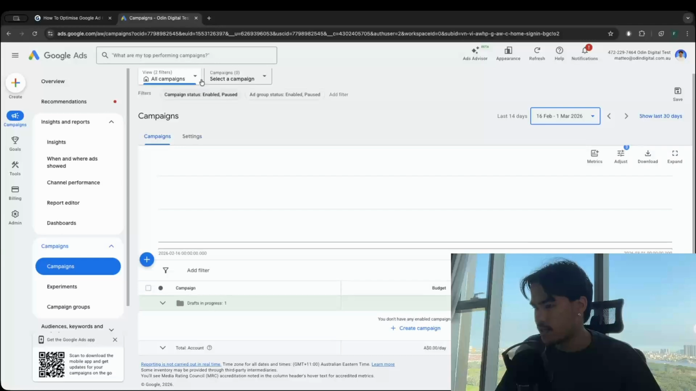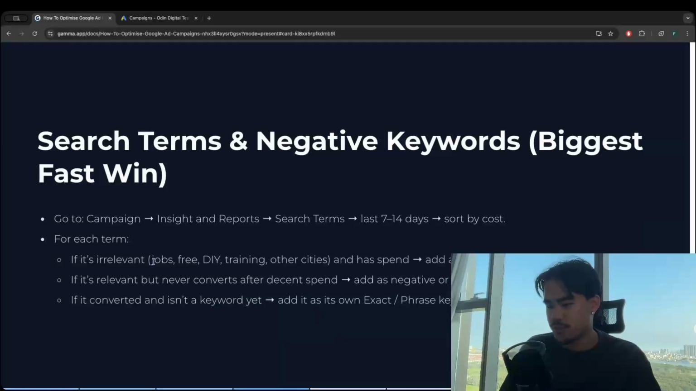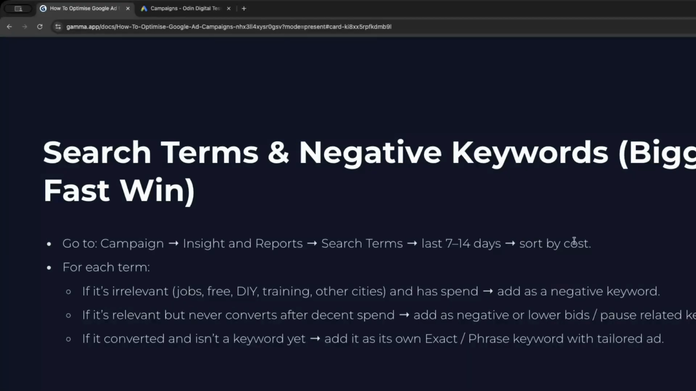And you want to sort it by cost, essentially, because you can have a lot of impressions and sort it by impressions, sort it by conversions. But at the end of the day, you want to maximize every dollar you put in. So you want to know which search terms are getting the most cost, right? So for each term, if it's super irrelevant, like people asking for jobs, people wanting free, let's say you're a dentist, free dental service, do it yourself training, or if they're in other cities, and it has spend, then essentially we want to add it as a negative keyword here, right?